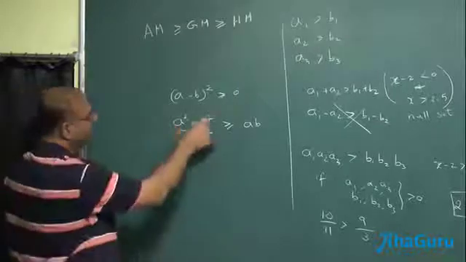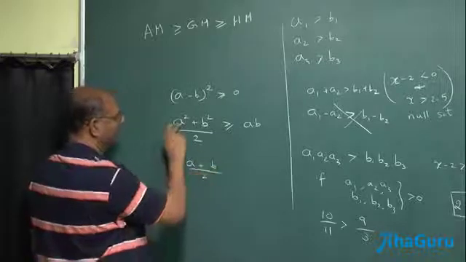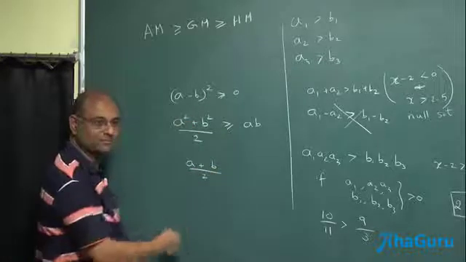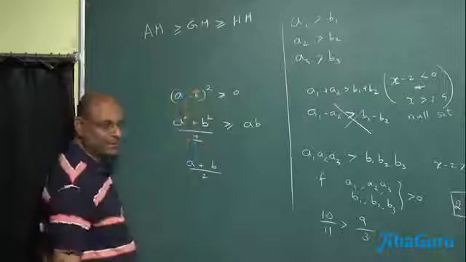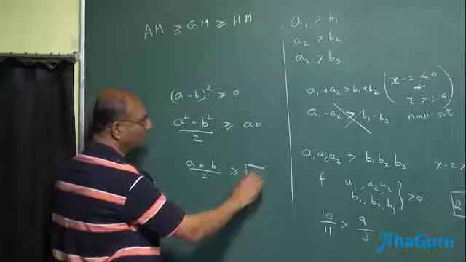Or equivalently, if I write it as a plus b by 2, instead of a square, I'm going to use root a. So I can think of this as root a minus root b whole square. When a and b are positive numbers, a plus b by 2 is greater than or equal to root of ab.